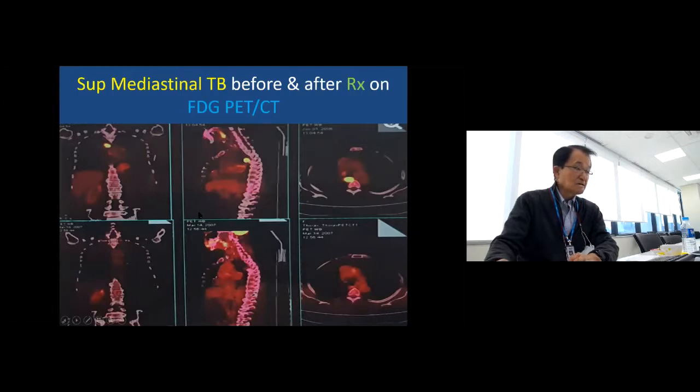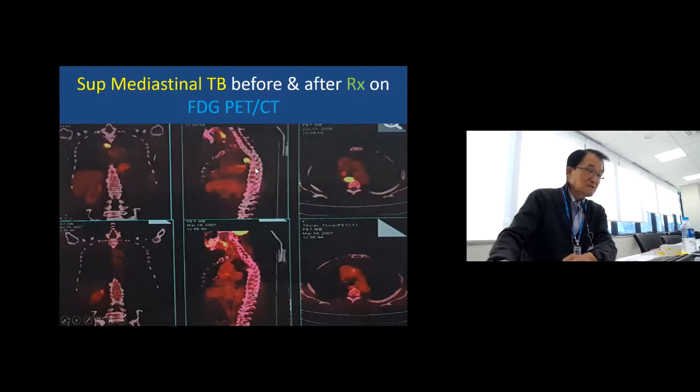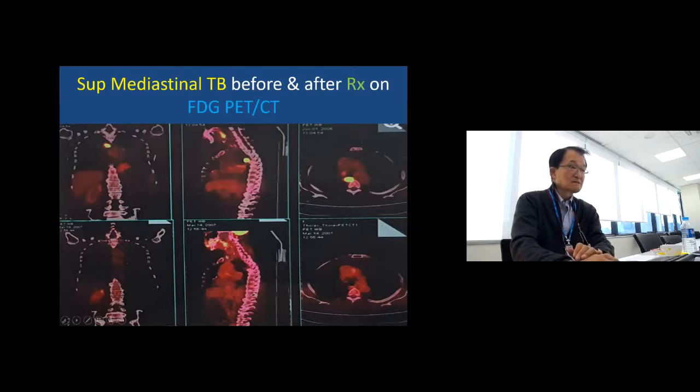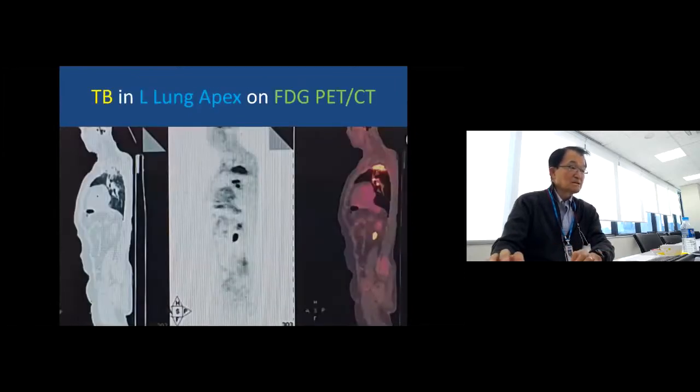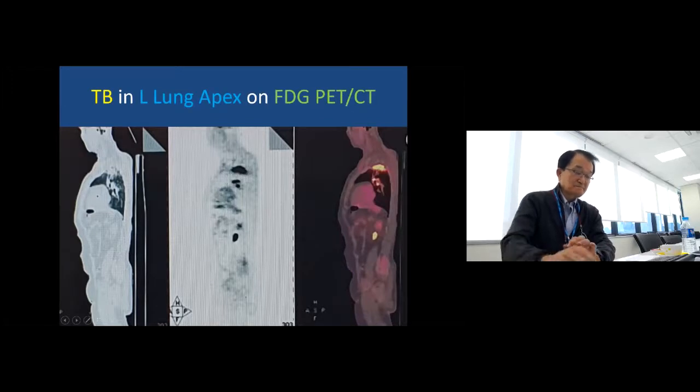In Korea and some other countries, we still see very intensely increased activity in tuberculosis adenopathy, just like a cancer. So in a cancer patient, you should be very careful without knowing the clinical history. And in the lung apex, it also shows this is tuberculosis rather than lung cancer, an apical tumor. FDG uptake is totally non-specific.